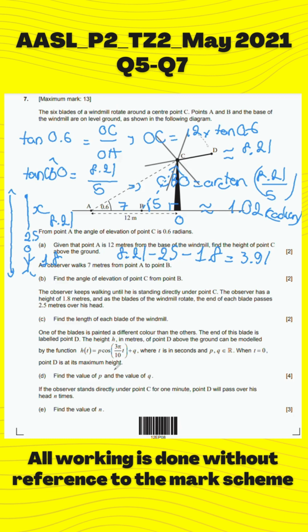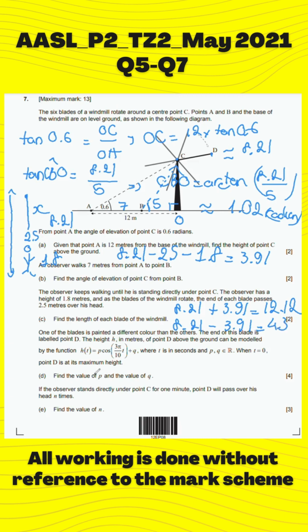Okay, now find P and Q. P is the amplitude of this function, and Q is the midline. So to find P and Q, we need to find the maximum point and the minimum point. This equation represents the height of point D here. So the highest value for D will be 8.21 plus 3.91, which is 12.12. And the lowest point for D will be 8.21 minus 3.91 equal with 4.3.